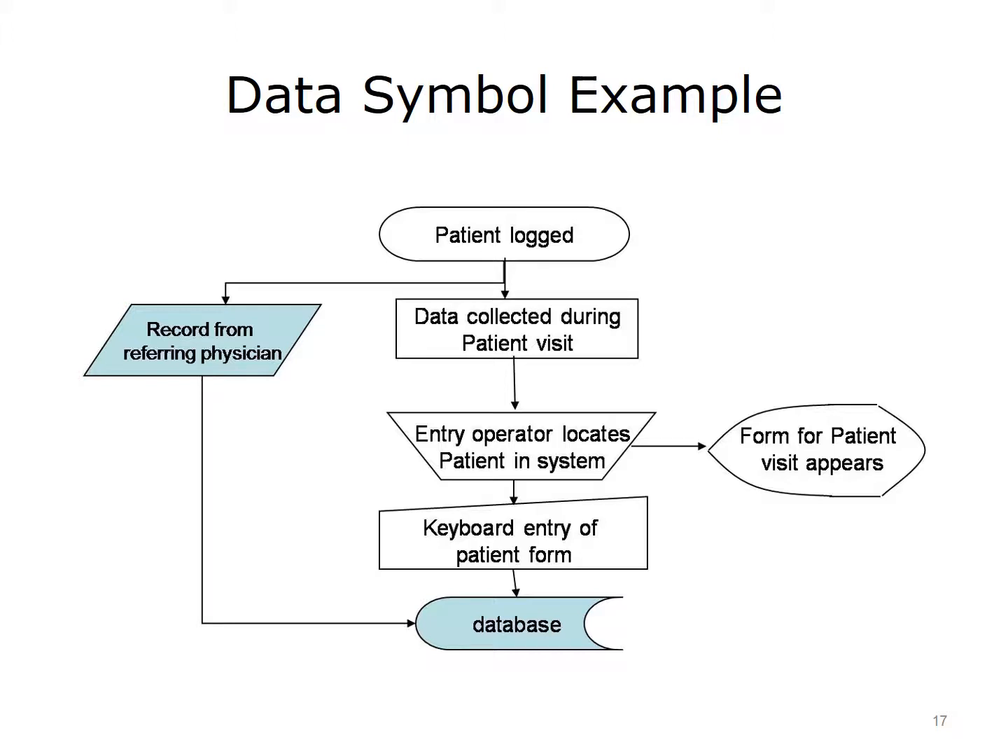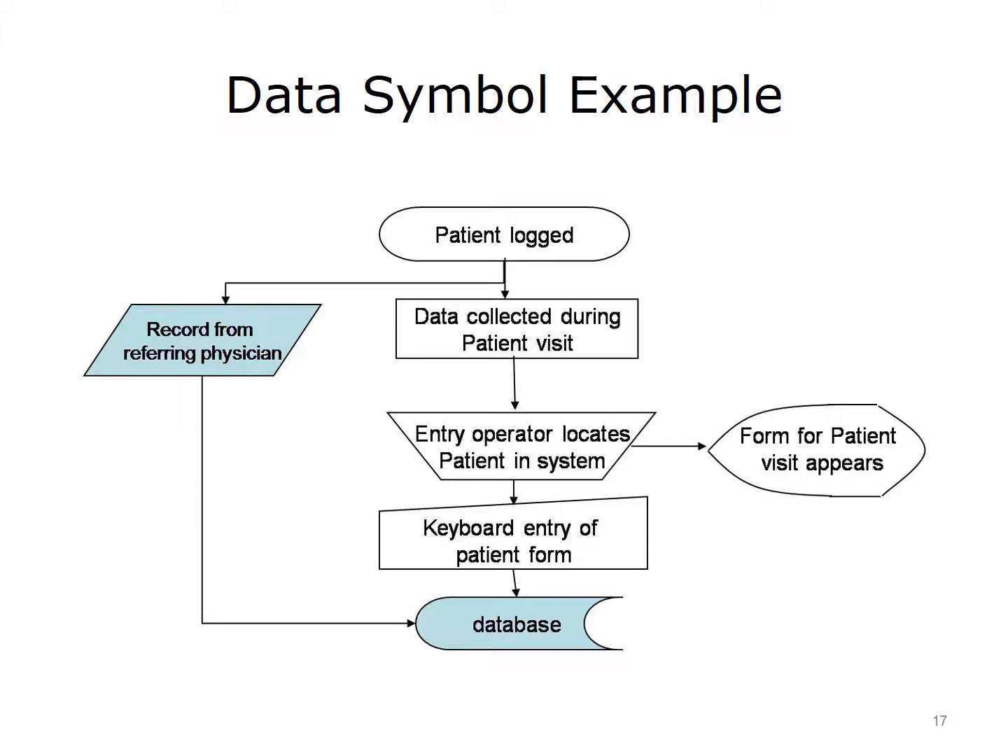After the during patient visit data collection, which presumably occurs on a paper form, signified by the manual process symbol, a data entry operator locates the patient record in the system, after which two things occur. One, the entry form for the patient visit appears, and two, keyboard entry of patient form followed by storage of the data in a database.